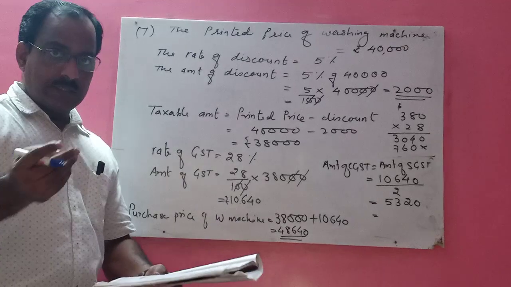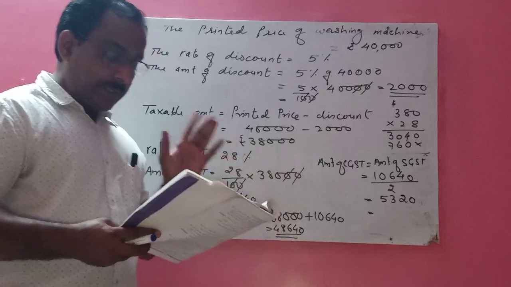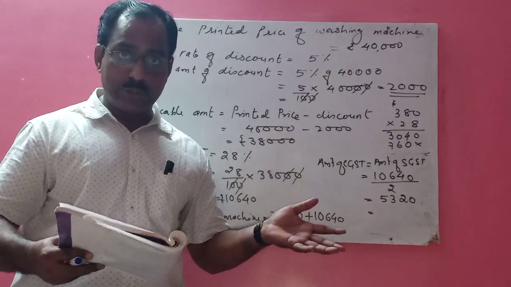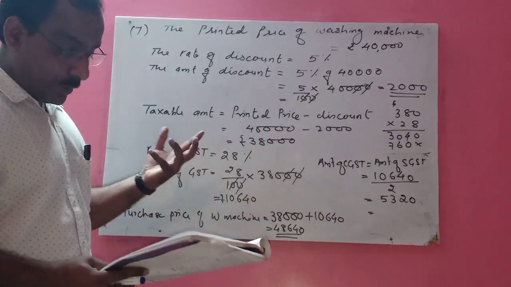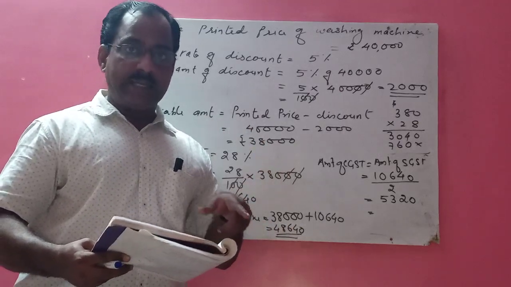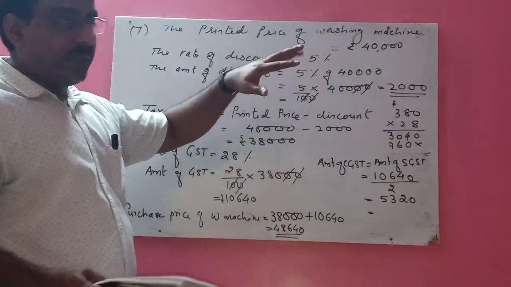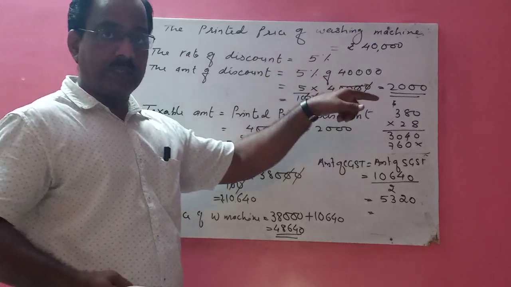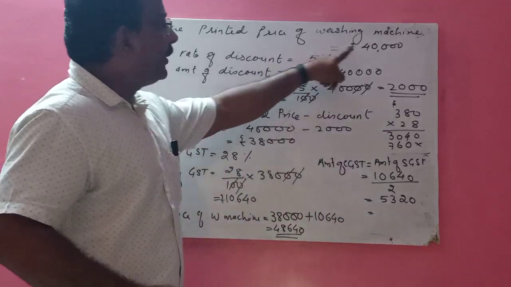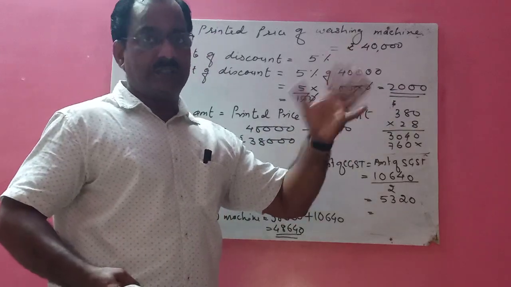Got it? But see this sum once again, children, because this is an important sum. In this case, Prasad has got a 5% discount from that company or shop when he purchased a washing machine from this Maharashtra Electronic Goods. The printed price of that machine is given here as 40,000 and the rate of discount is 5%. So first I calculated how much amount he got as a discount. So 5% of 40,000. So Prasad got 2,000 rupees as a discount.